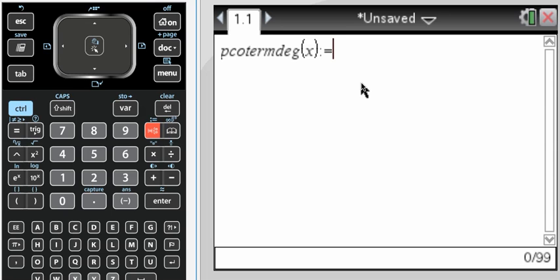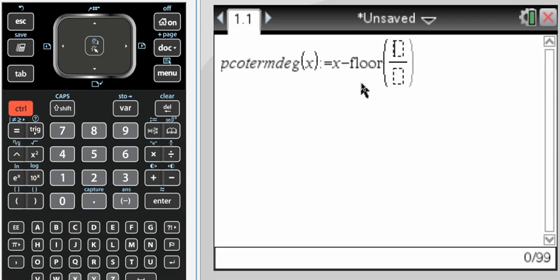And what I want is to take the angle, and then I want to subtract off the greatest integer less than or equal to the angle divided by 360. So on the calculator, I'm going to type floor, which is actually another way of saying the greatest integer less than or equal to, and then x over 360, and then I multiply that by 360.